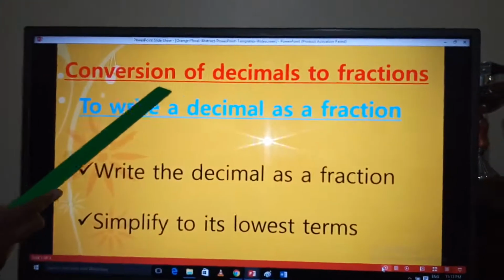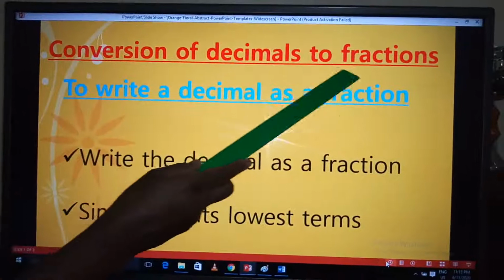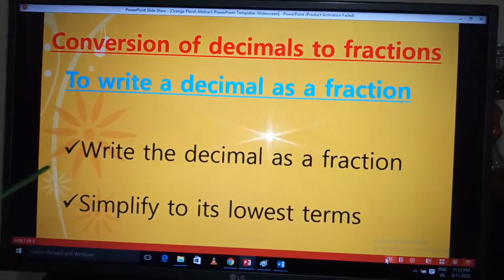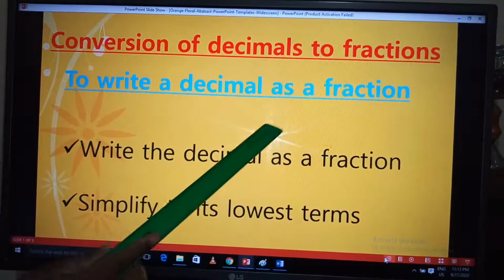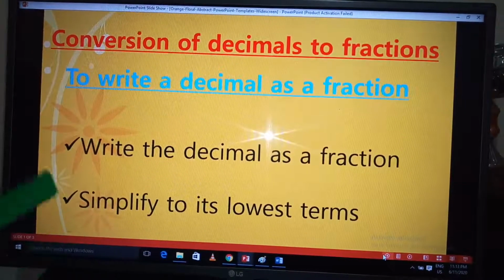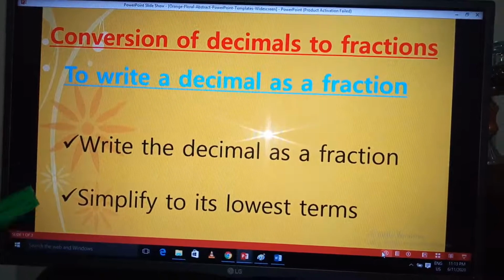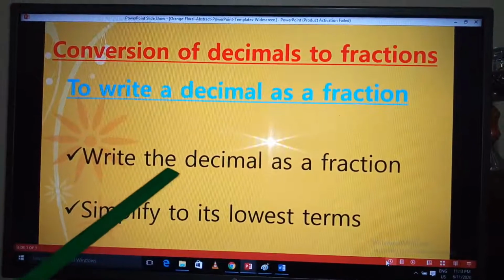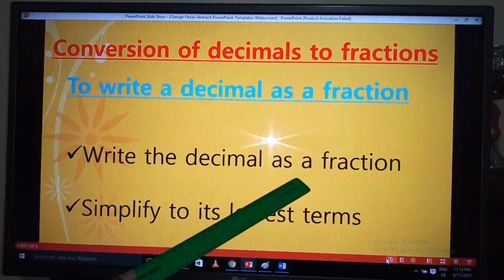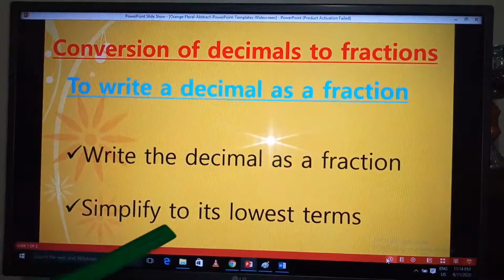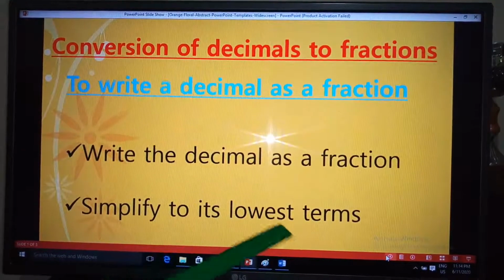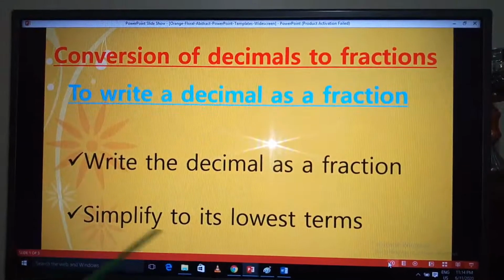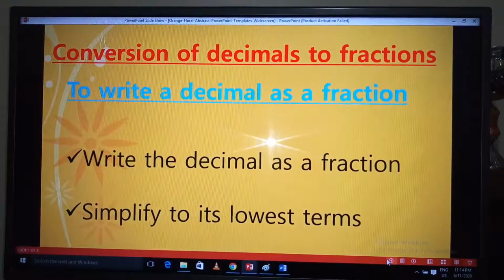Today I'll teach you the conversion of decimals to fractions. In other words, how to write a decimal as a fraction. There are two steps that you're supposed to follow. One, write the decimal given as a fraction, and two, simplify that fraction to its simplest form, rather, write it in its lowest terms.